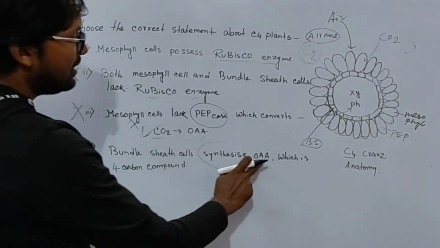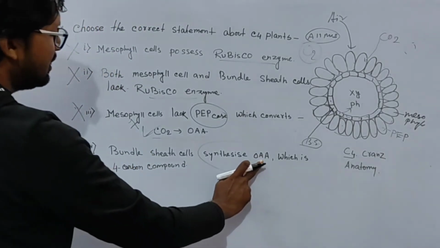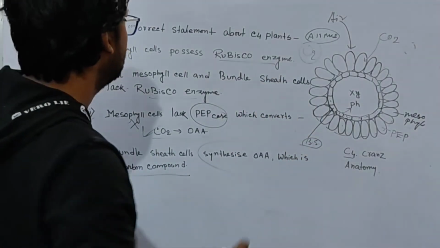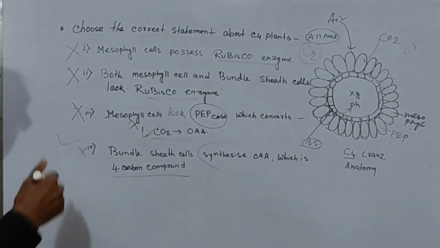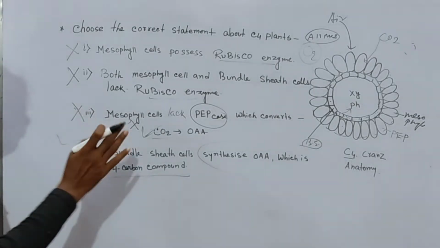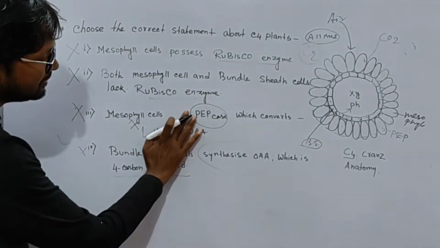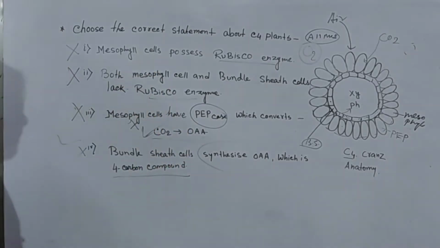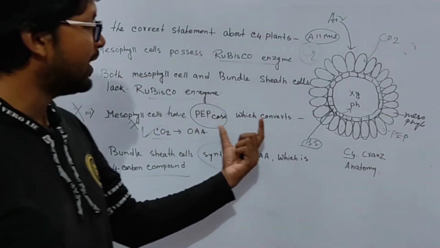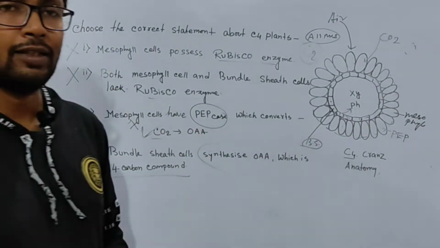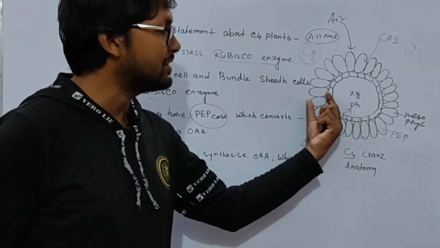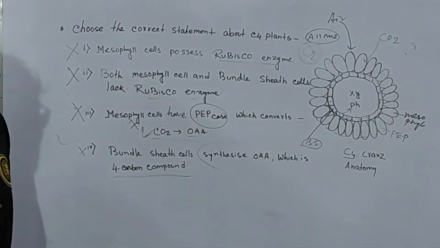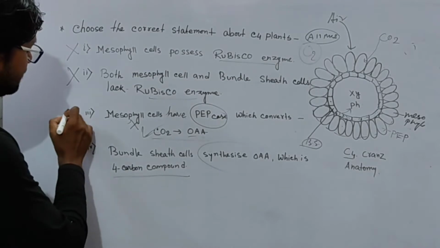Bundle cells synthesize oxaloacetate? No, bundle cells do not synthesize oxaloacetate, which is a 4-carbon compound. It is actually the mesophyll cell process. So none of them is correct; all the options in this case are wrong. Now, if we change 'lack' to 'have', then what will happen? Mesophyll cells have PEPcase, which converts carbon dioxide to oxaloacetate. Yes, they have PEPcase, which converts carbon dioxide to oxaloacetate. So this will now be the right answer.